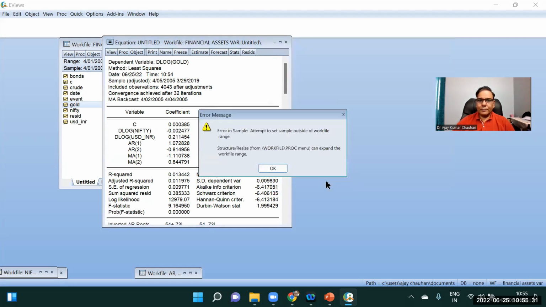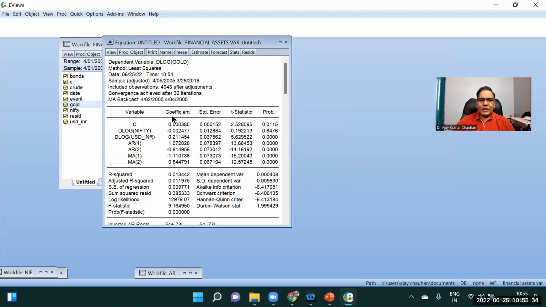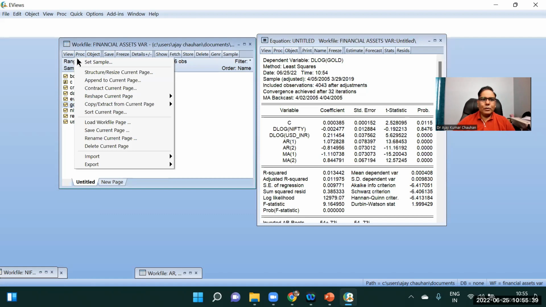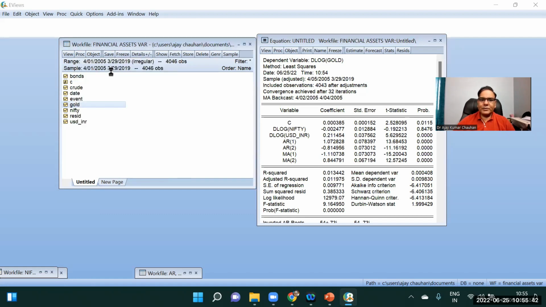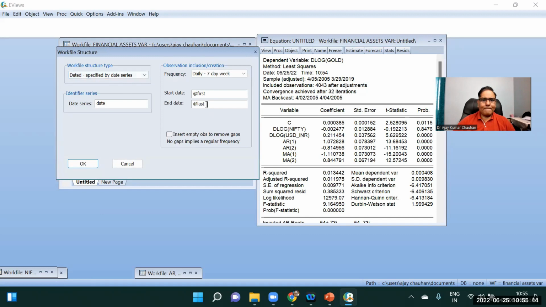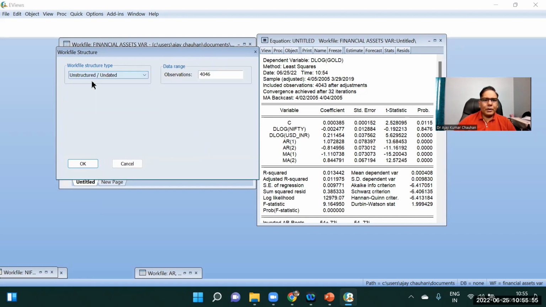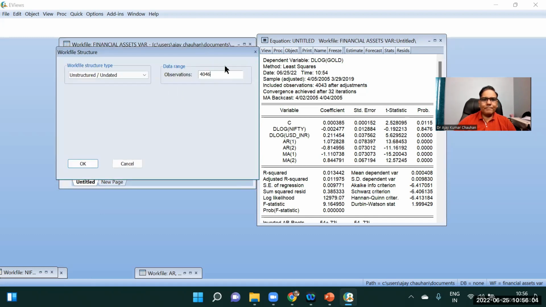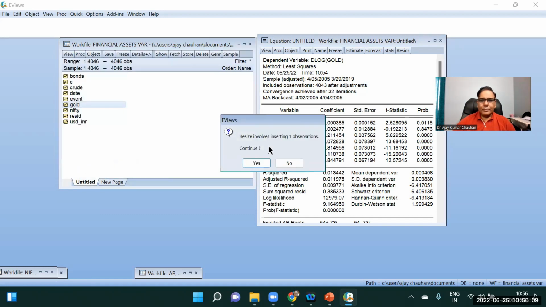The software says that you have to increase the observation. So let me do that. Go to Proc, Structure Resize. The end date is now undated. We have 4046 observations. Now I'm adding one more observation. Continue. Forecast.